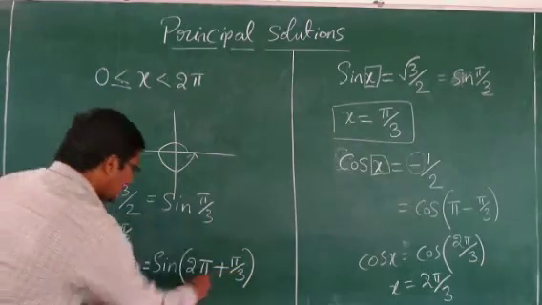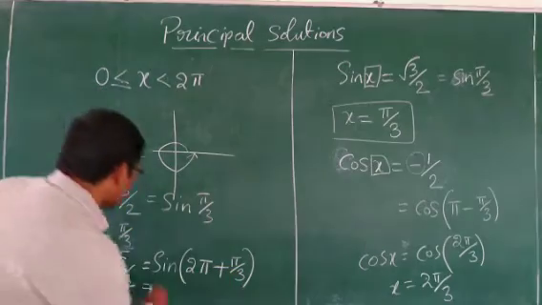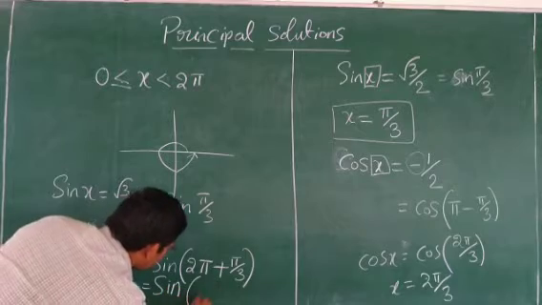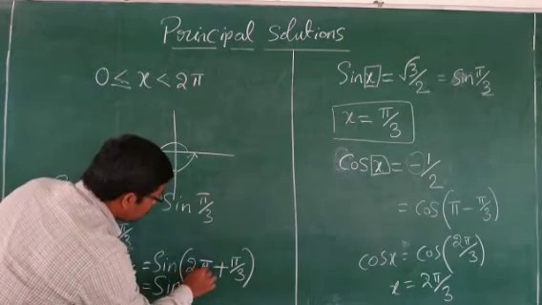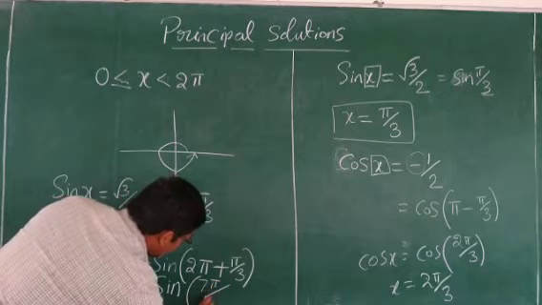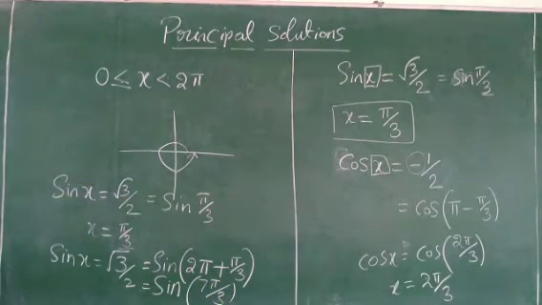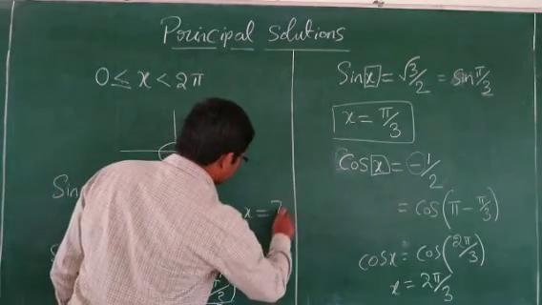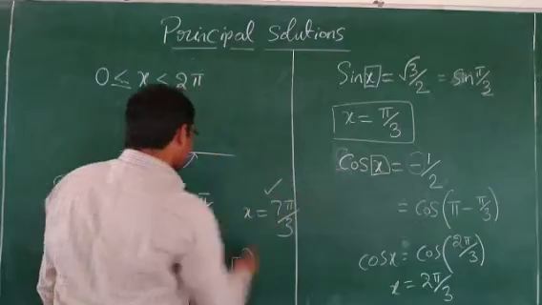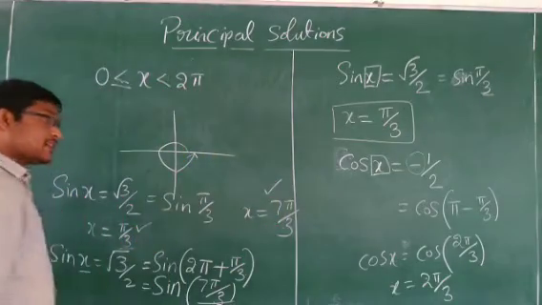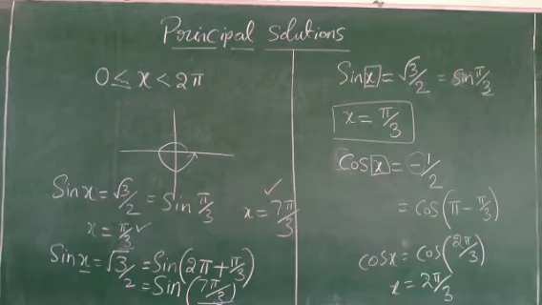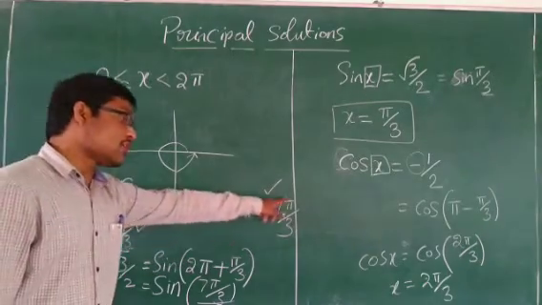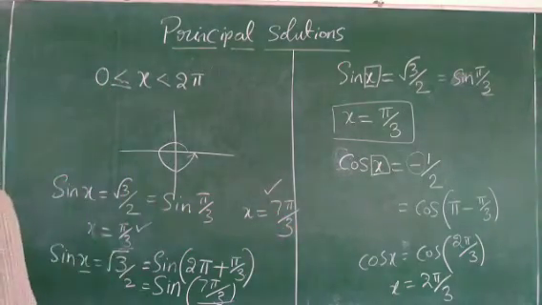So if you consider sin of 3 pi, 3 into 2 pi, 6 pi plus pi, we get 7 pi by 3. So now x is equal to 7 pi by 3. This is also correct. x equal to pi by 3 is correct. x equal to 7 pi by 3 is also correct.